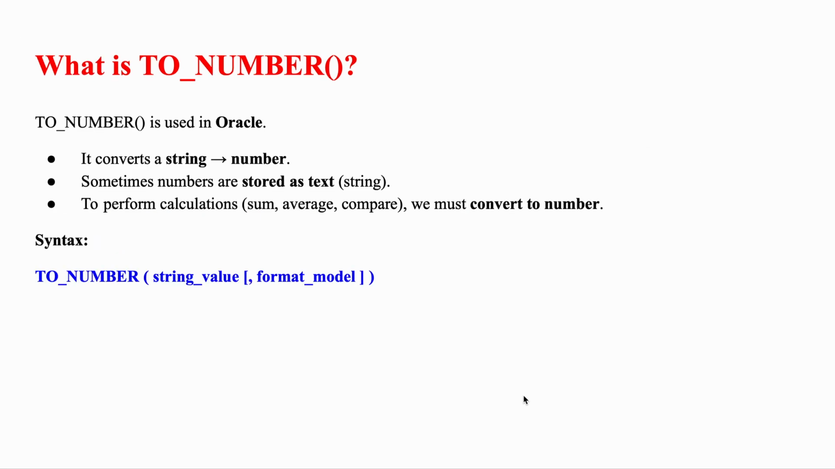Next, we have TO_NUMBER. This is used in Oracle to convert a string into a number. It's very common to run into situations where numbers are accidentally stored as text, maybe from a file import or user input. But if you want to do calculations like sum, averages, or comparisons, the data must be in numeric form. That's where TO_NUMBER comes in. You just pass in the string value and it converts it to a number that SQL can work with. Let's look at an example.